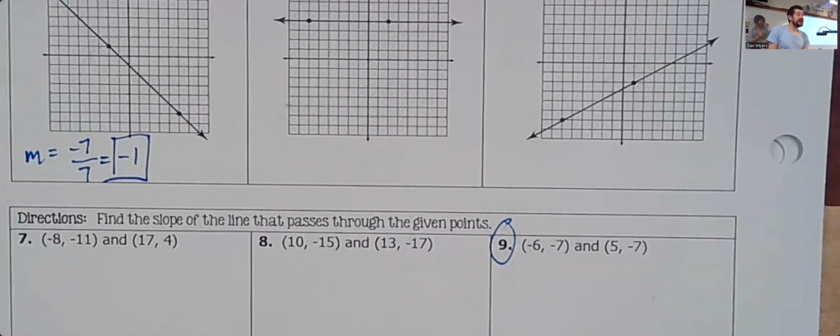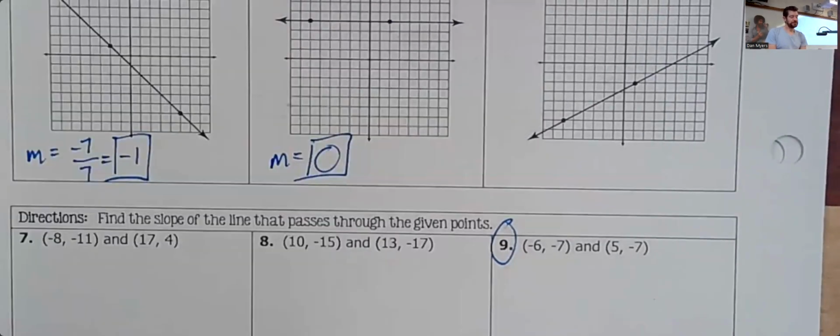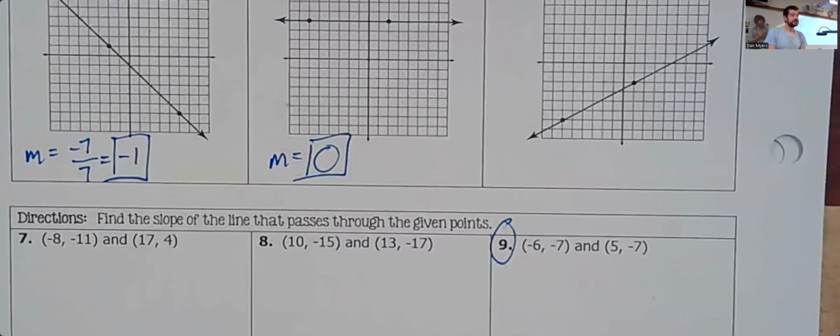Number 5 is a horizontal line. You don't need to do any math here. You can just write what? 0. Yep. There you go. So those are the graphs, very quickly on those.